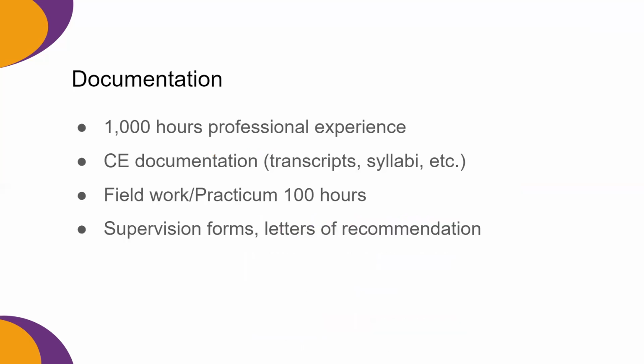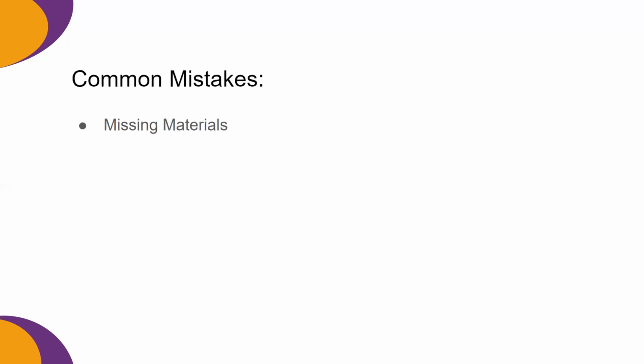Some of the things that are oftentimes presented unclearly would be the 1,000 hours of professional working experience, the CE documentation, like transcripts, syllabi, course descriptions. I'll talk more about that in the next slide. The fieldwork or practicum experience of 100 hours. And then sometimes the supervision forms or letters of recommendation are not submitted effectively, or they're not submitted at all. So those are some things that we would need as reviewers, and then we would need to be able to find them easily, hence back to the organization piece.